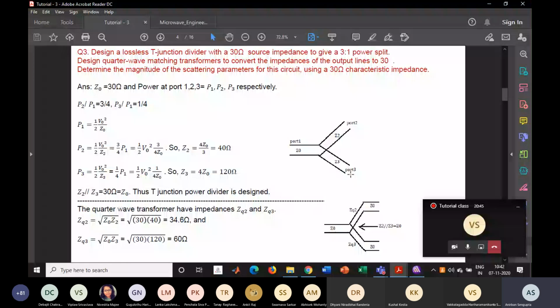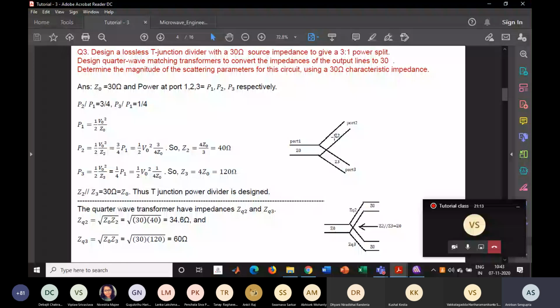Now, if I see from the reference plane where both the ports are connected, we will see the equivalent impedance as the parallel of Z2 and Z3, which will come out as 30 ohm, so that the desired division of the power will be split into these two ports. Now, this is the first part.